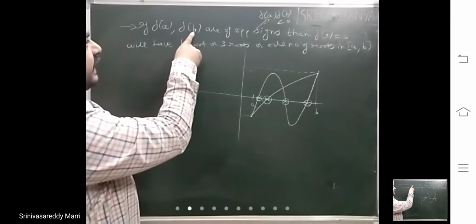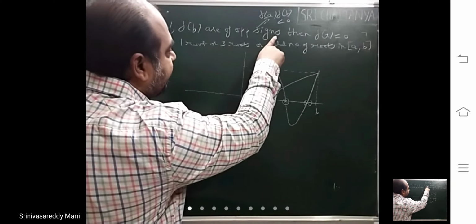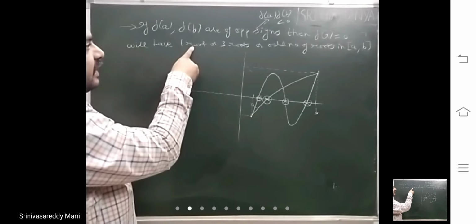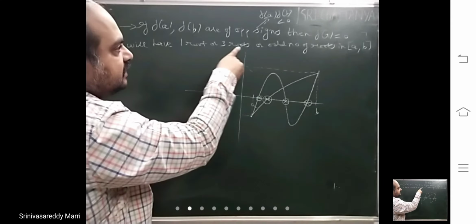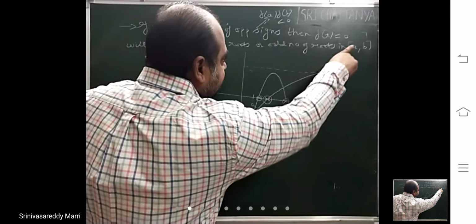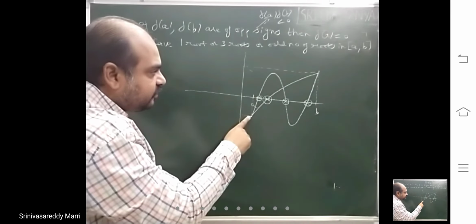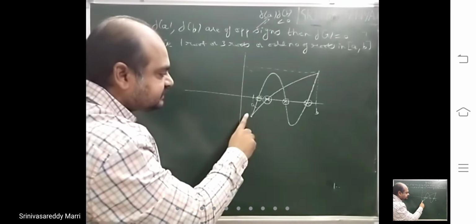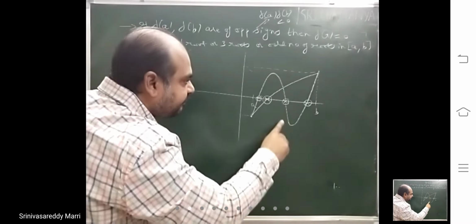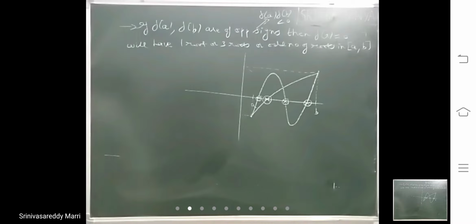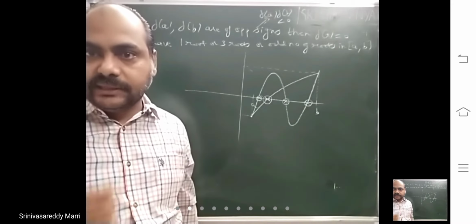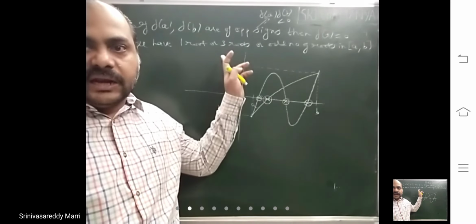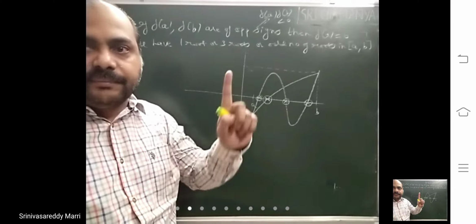Generally, if f of a and f of b are of opposite signs, then f of x equal to 0 will have one root or three roots or an odd number of roots in (a, b), because from a to b you have to draw the graph. You can draw straight forward like this, or otherwise from a to b in a zigzag manner you can draw like that, right? Like that. So if they are of opposite signs, then a minimum of one root will be there.